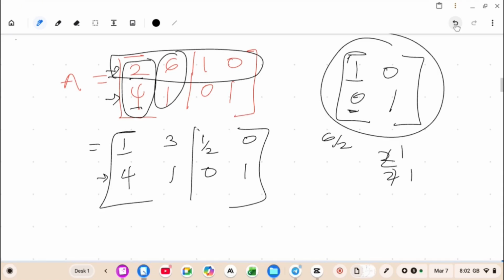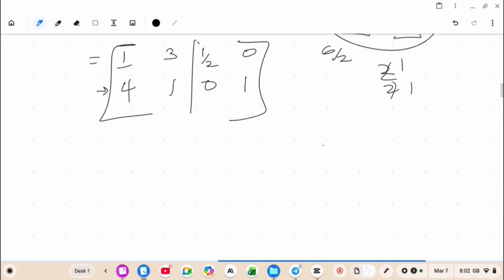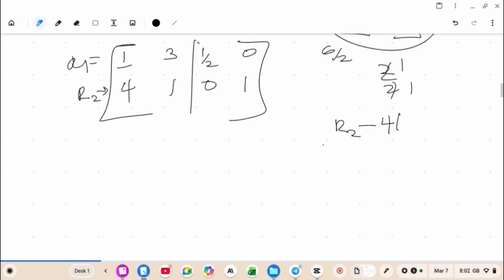How are we going to change the 4 to 0? This is row 2, so we say row 2 minus 4. When you subtract 4 from 4, you get 0. But then you have to multiply it by one of the rows. If this were a 3 by 3 matrix, you would choose one of the rows to multiply. But here we are dealing with only a 2 by 2 matrix, so we have only row 1 and row 2. Therefore, we multiply by row 1.